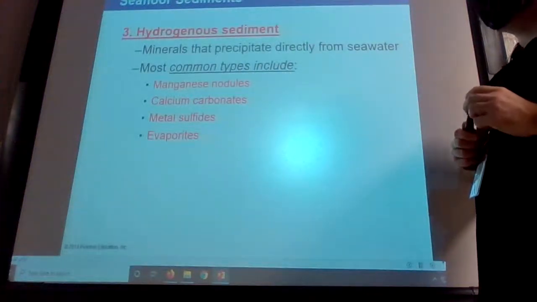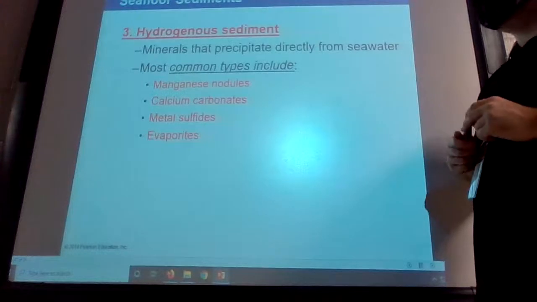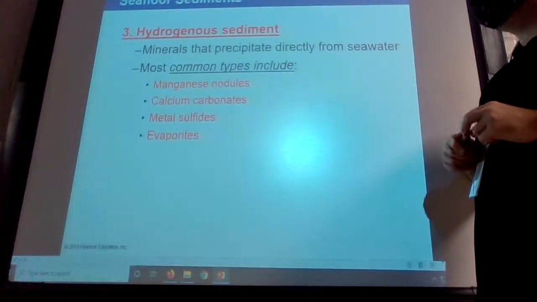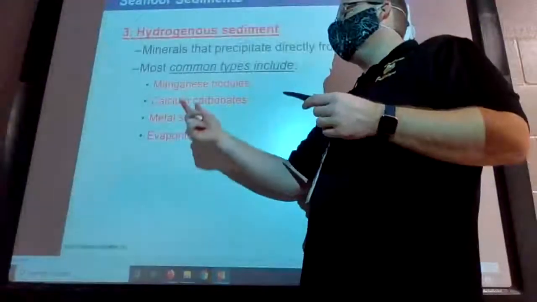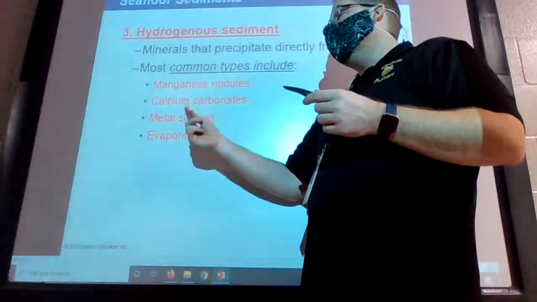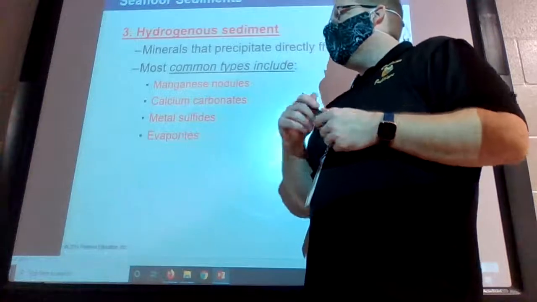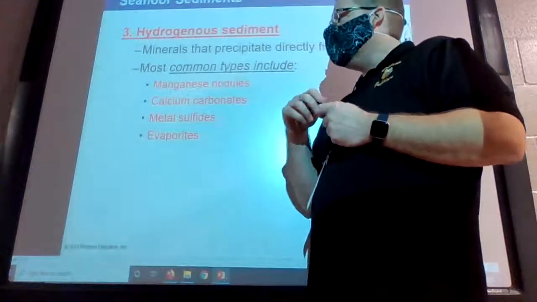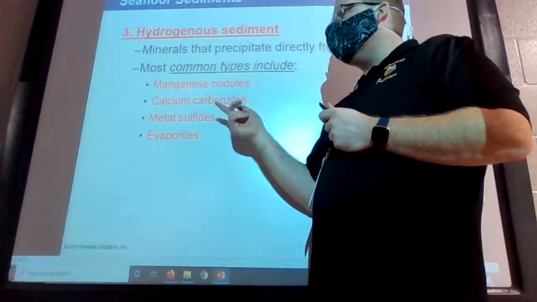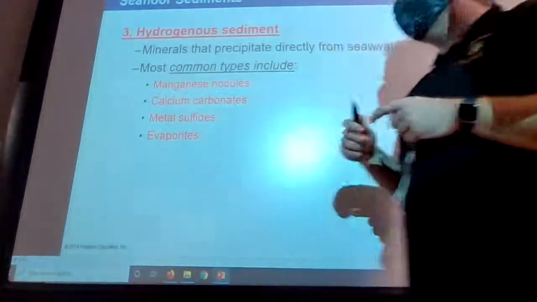Hydrogenous sediments. So hydrogenous sediments are minerals that precipitate directly from seawater. Most common types include manganese nodules, calcium carbonates, metal sulfides, and then evaporites. I don't know that I've ever seen a manganese nodule, but calcium carbonates and metal sulfides are pretty common.